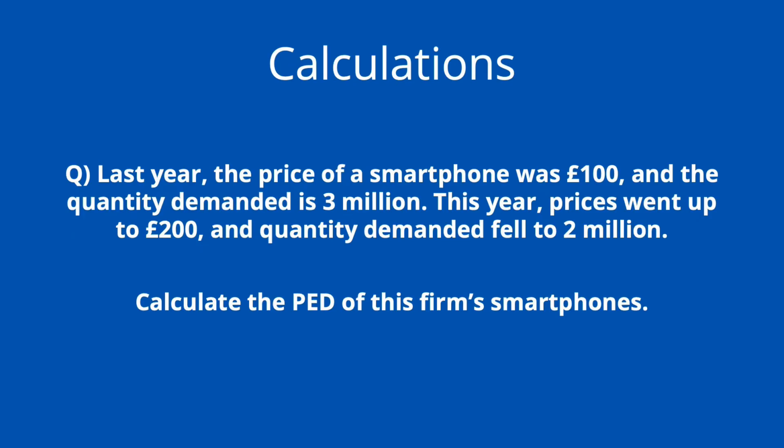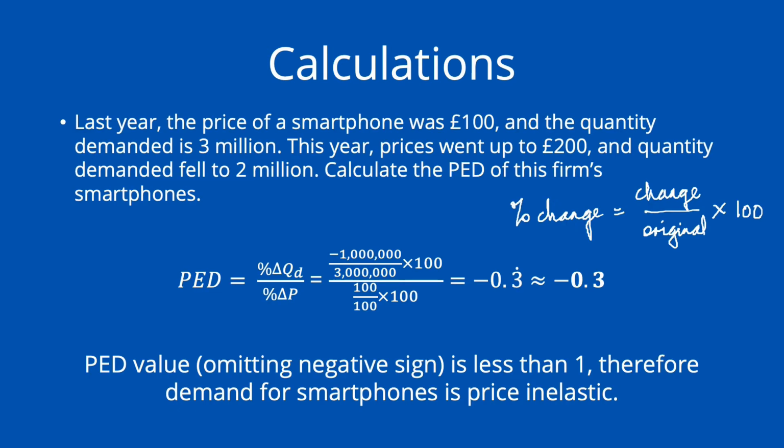Here's a typical question asking you to work out the PED value of a good. Pause the video here if you want to work through this question before we get to the answer. So as the formula for percentage change is the change over the original value multiplied by 100, this is the form our answer is going to take.